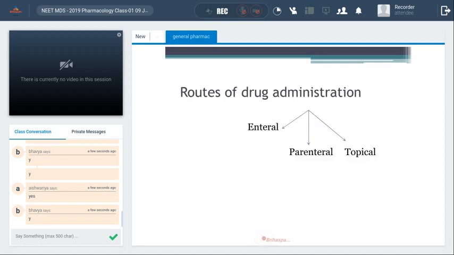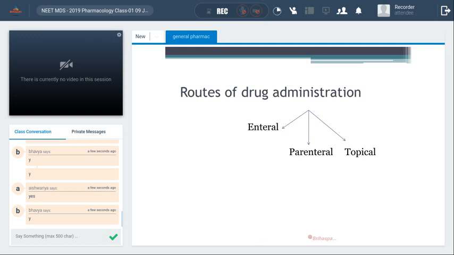Under each, we still have further types. Like enteral, it could be oral, or rectal, or sublingual, all of which will be entering the intestine. Parenteral, the routes which are not touching the intestine, for example, all types of injections. It could be intravenous, intramuscular, subcutaneous, intradermal, intraarticular, that is into the joint. It is reaching the systemic circulation, but it is not reaching the intestine. Then we have topical, that is, it is applied externally on the skin surface.